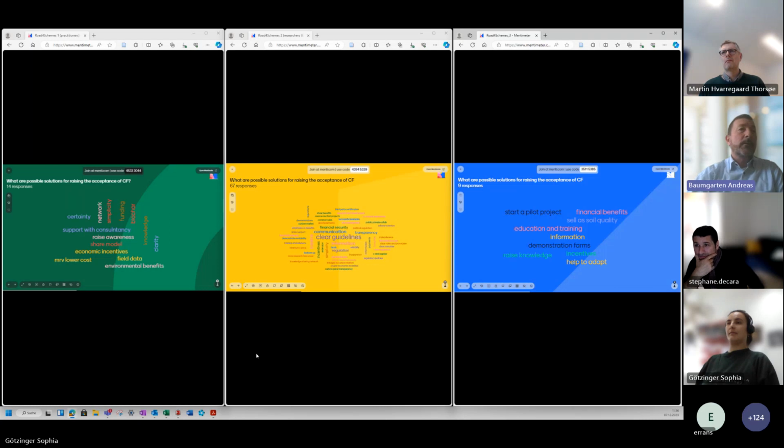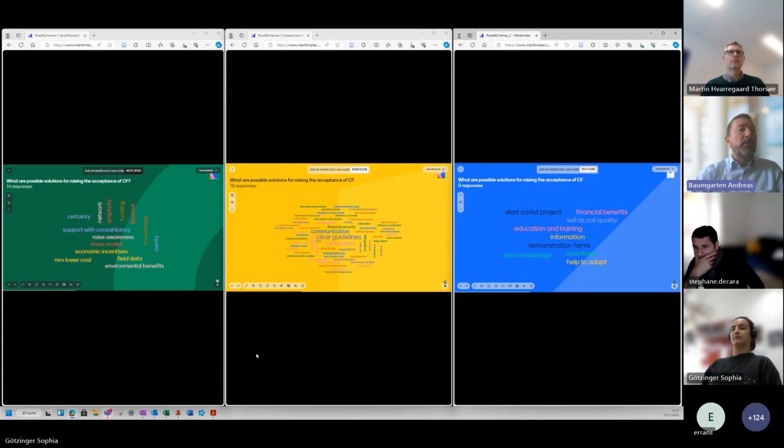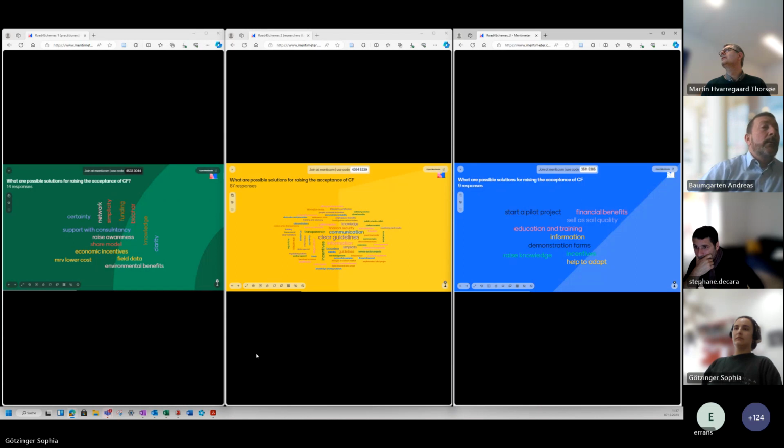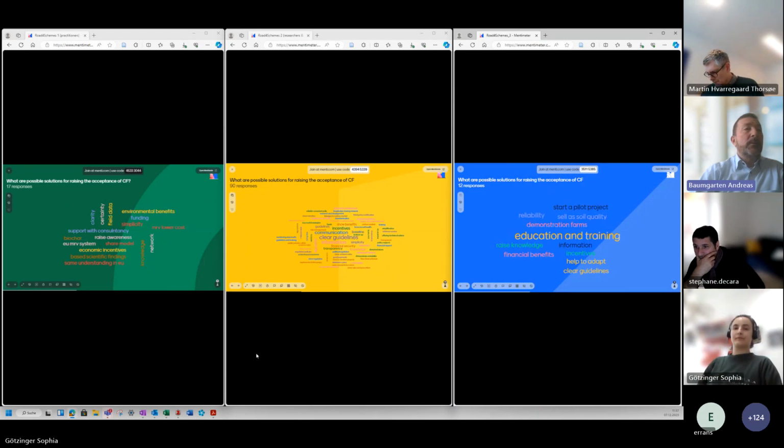Okay, so the first groups are evolving. So obviously for the practitioners, there are several aspects more or less equal, like the raising of awareness. Of course, again, the economic incentives, the environmental benefits, support with consultancy. I think this is also a very important thing, so that people are not left on their own, so to say.